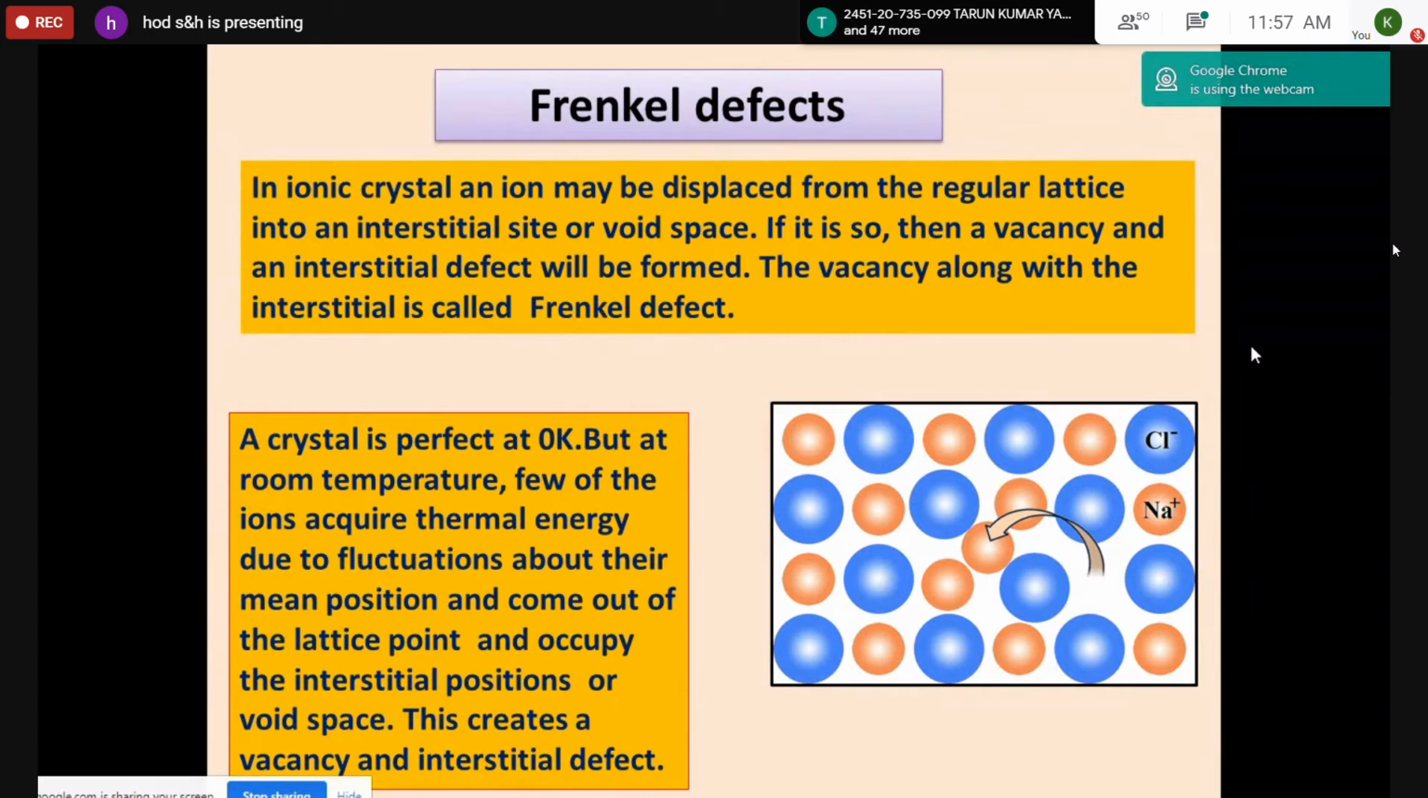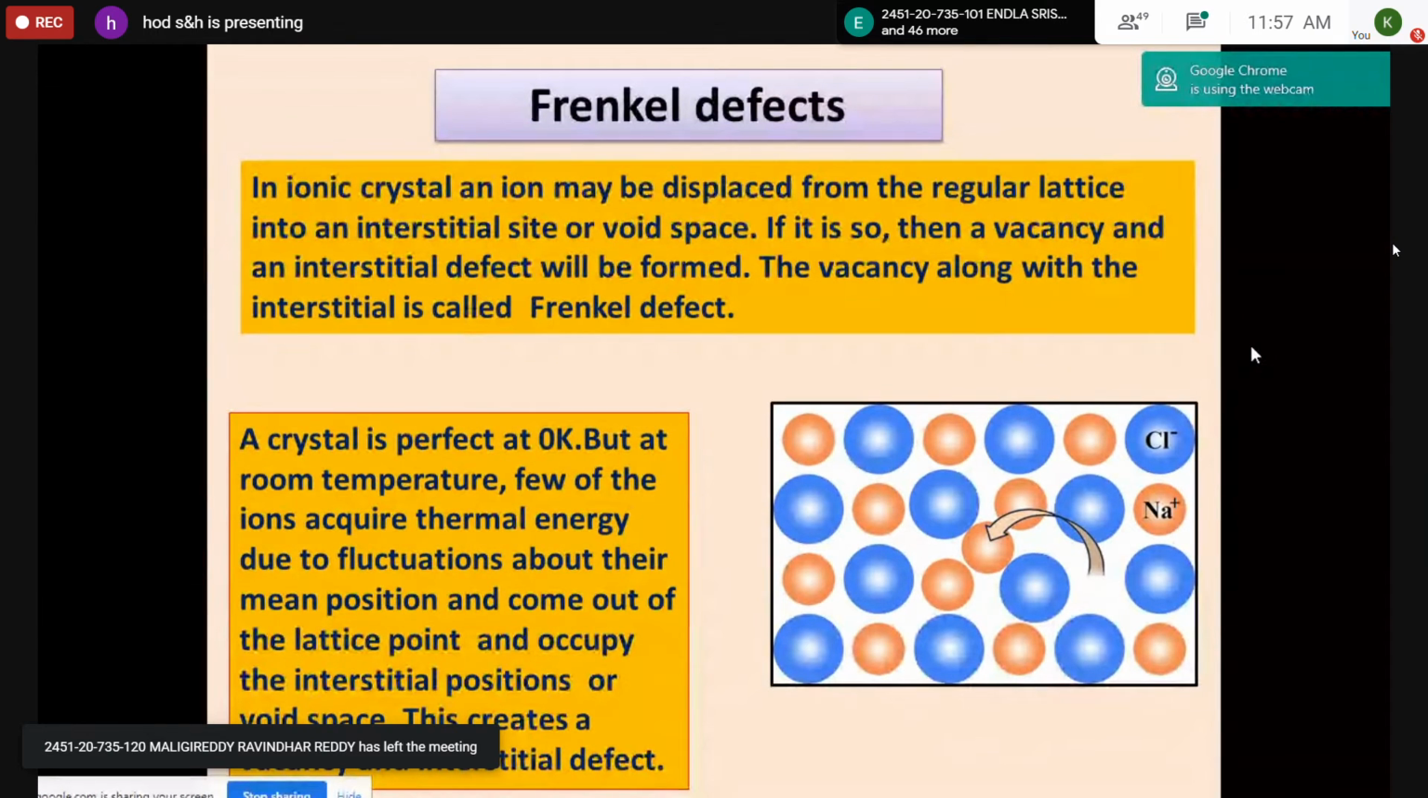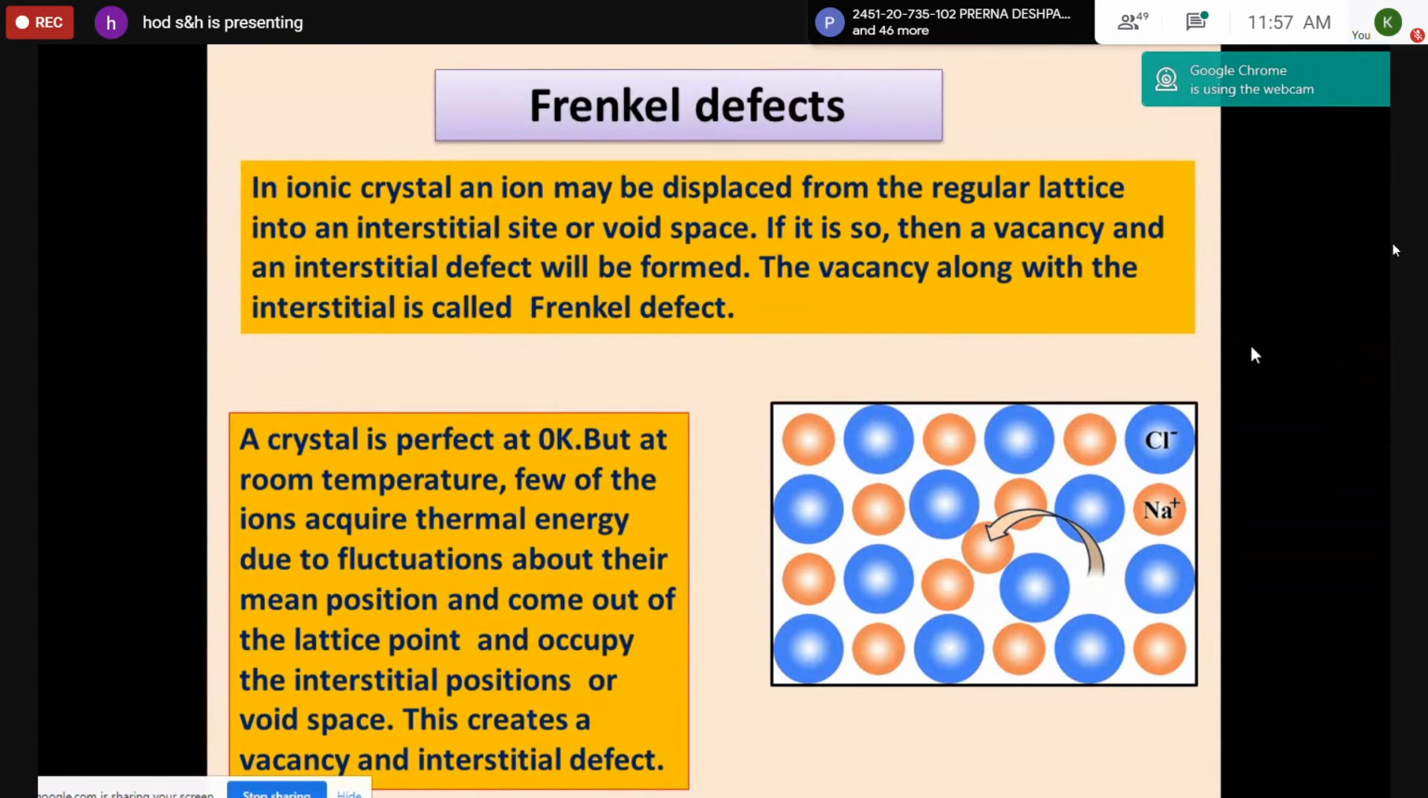So here there is no question of unbalancing the electrical neutrality. You can assume that a cation or an anion will be missing because it is not moving to the surface of the crystal. Within its lattice plane only, a cation or an anion is missing from its regular lattice point and it is present in the interstitial site. You see in the diagram: this is the regular position and the sodium plus ion is missing here and is present in between two regions.